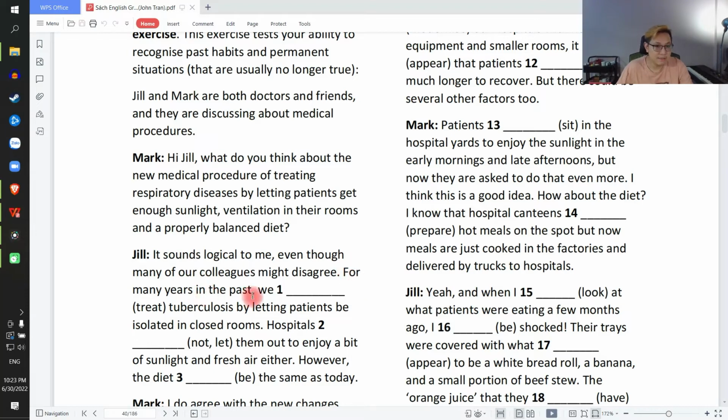For many years in the past, we used to treat tuberculosis by letting patients be isolated in closed rooms. But of course, this one is no longer true. This is a very bad past habit that doctors used to do to patients.